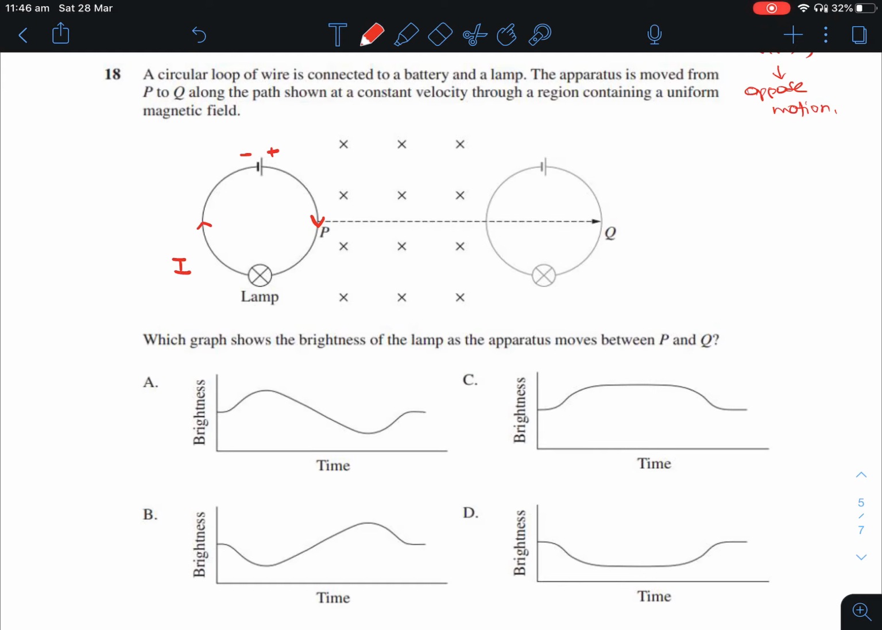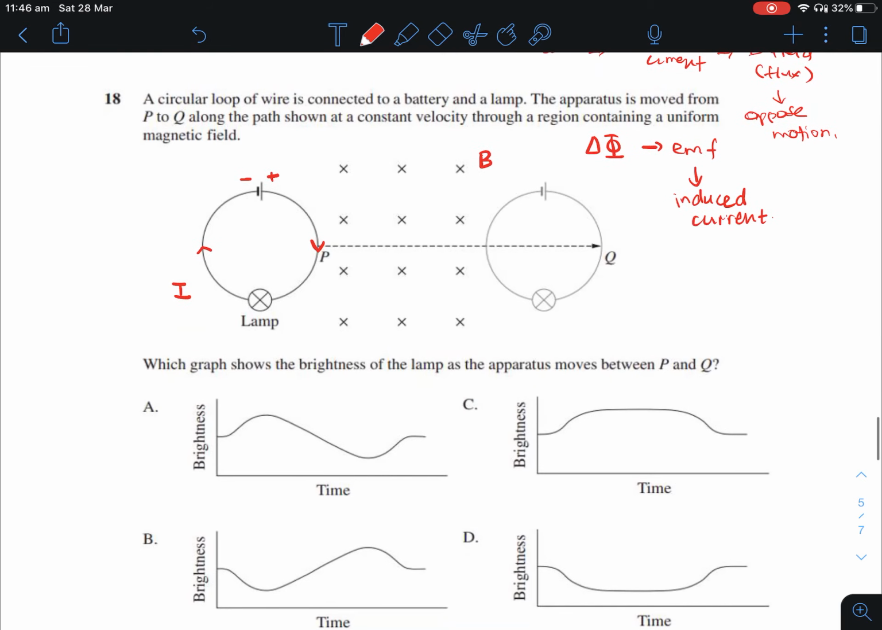But then we're told that this loop of wire, which has the lamp, moves through this uniform magnetic field, this region over here. Well, what's going to happen? We know, of course, there's going to be a change in flux. The loop is going to experience a change in flux, and that leads to an EMF, which leads to an induced current, because this is a closed circuit. And so my question is, what is the direction of this induced current?